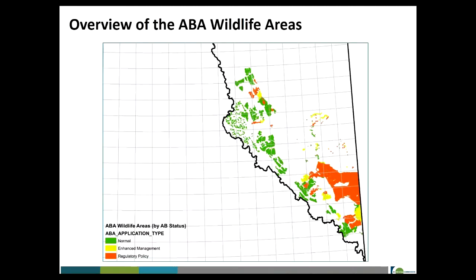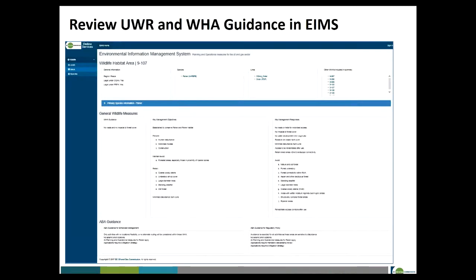This map is an overview of ABA wildlife in Northeast BC. As you can see, currently 80% of our wildlife habitat areas and ungulate winter ranges in Northeast BC are normal status. About 7% are in enhanced management status and 13% are in regulatory policy. Guidance for all UWR and WHA are located in EIMS.